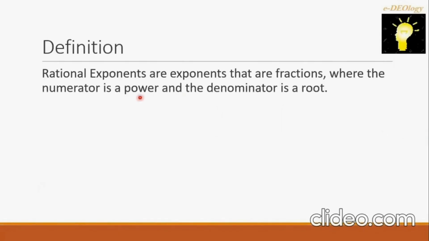Let us first define rational exponents. These are exponents that are fractions, where the numerator is a power and the denominator is a root. A general term of rational exponent is this: x raised to a fraction m over n. As per our definition, this is equal to the nth root of x raised to m power.